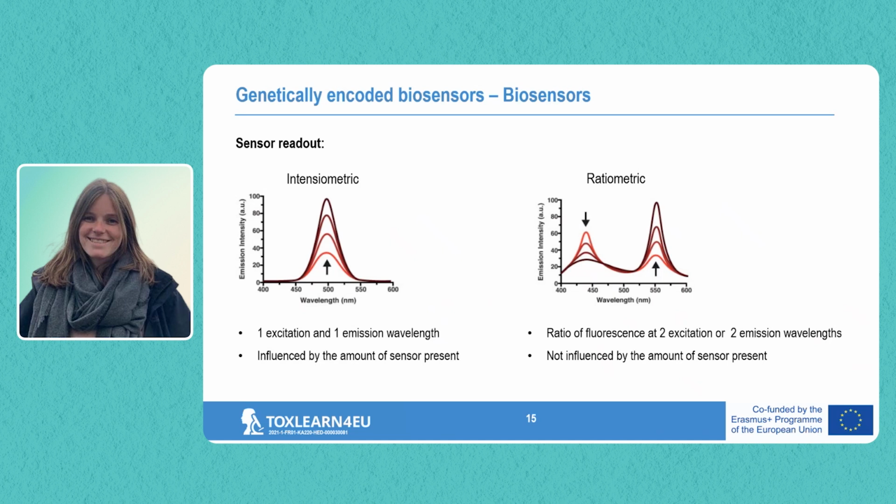Of course, it's still possible that heat stress, for example, damages your sensor. The protein will get damaged, so the fluorescence will go down. But then the fluorescence of both peaks will go down, and the ratio between both will still give you a reliable readout of hydrogen peroxide levels, for example. So these are much safer to use because they're not influenced by the amount of sensor that is present.